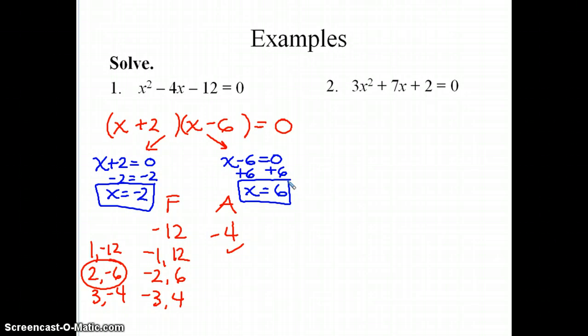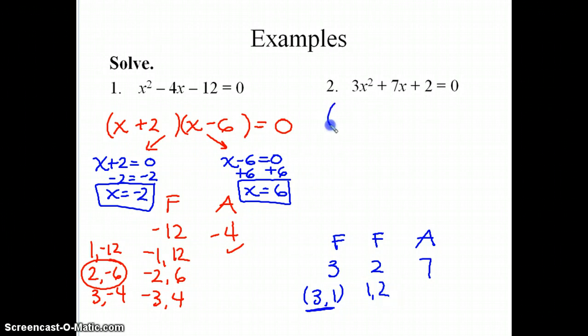Moving on to problem number 2, 3x squared plus 7x plus 2 equals 0. When I look at this one and go through our list of factoring methods 1 through 6, I find that this would be a factor add. So I'll have factors of 3, factors of 2, that add to 7. Factors of 3, 1 and 3 is a possible combination. Factors of 2, 1 and 2. So I'll begin here, setting equal to 0.